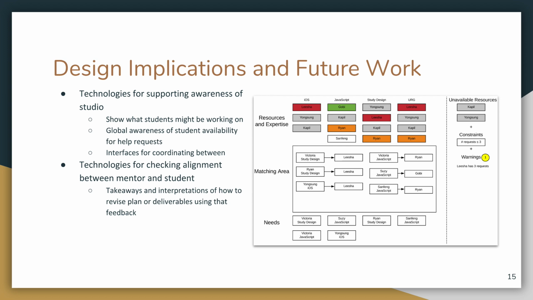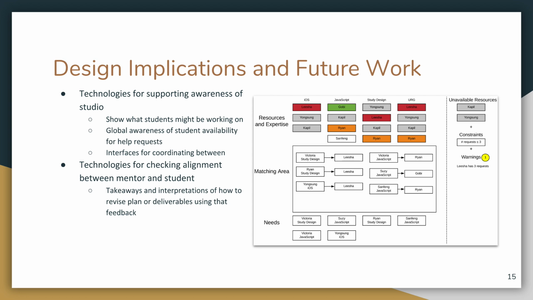And so what does all this mean for the technology and the tools we might want to build? So first, in order to help understand what resources are available and what people could do to help each other, we might want to build technologies that help support the awareness of the studio. So for example, show what things other students are working on, promote some level of global awareness of what students are available or what things they're helping with, and then potentially even build interfaces for coordinating help.